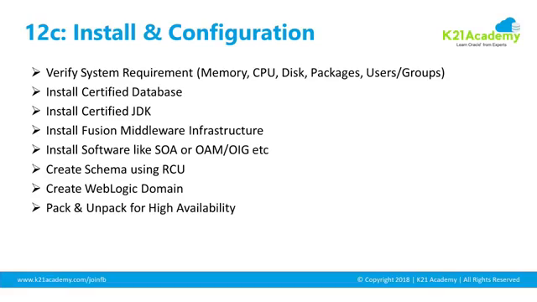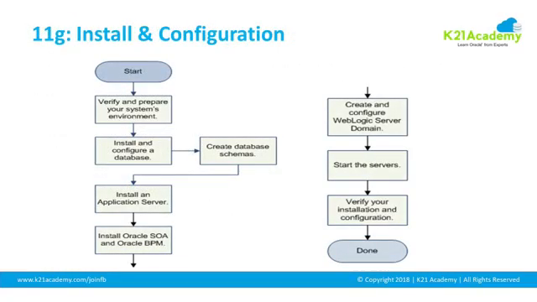You create schema. Now in 12C, schema is created using software from Fusion Middleware. In 11G, you have to download the RCU software separately. Then you create the WebLogic domain in 11G as well, and you use pack and unpack. So there are 2 or 3 steps different between 11G and 12C on that. And of course, the software that you will use is different.